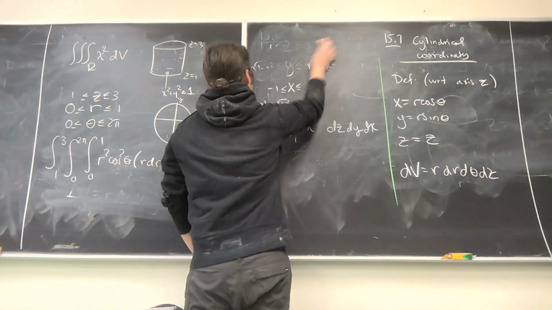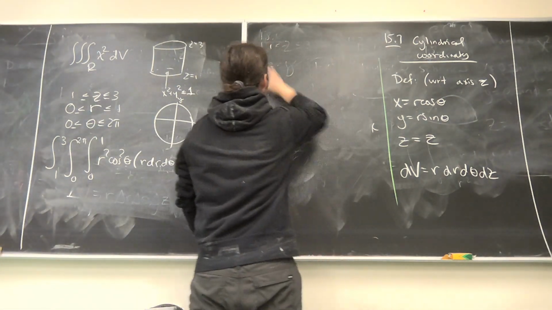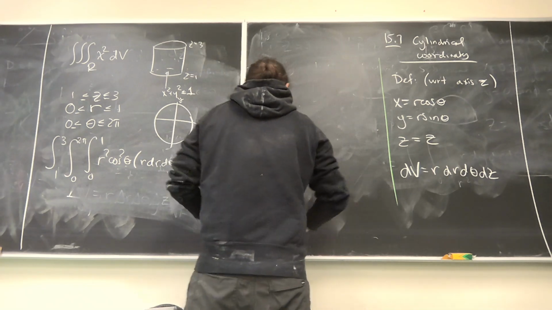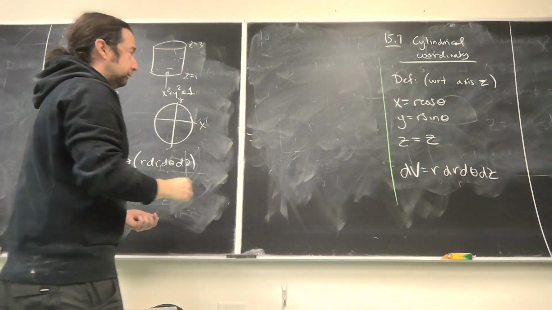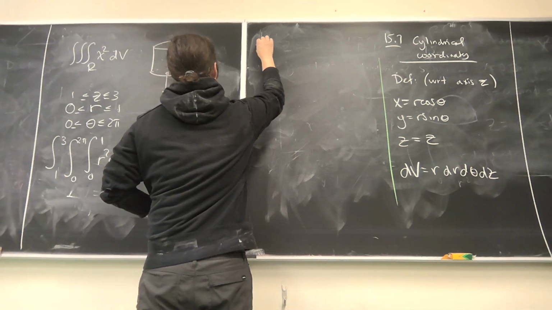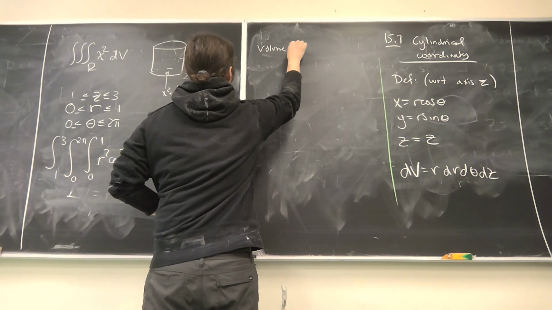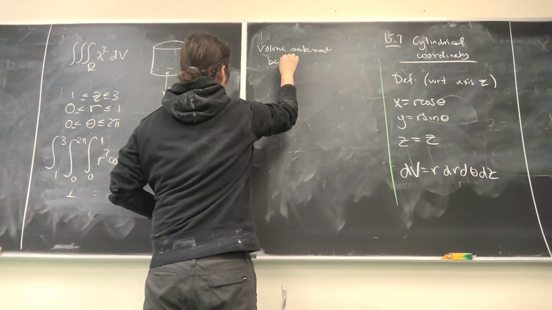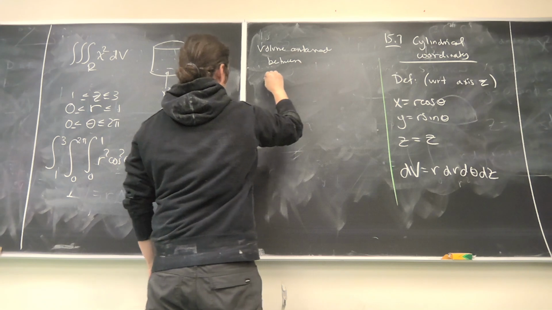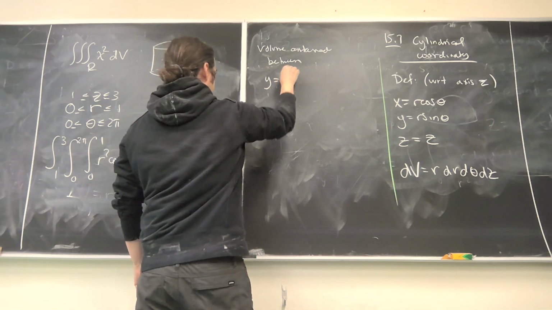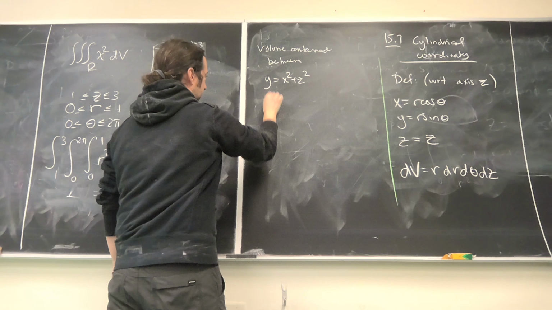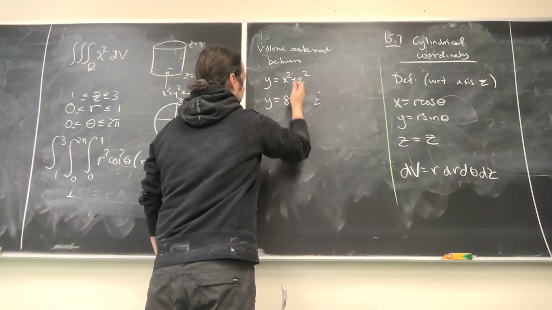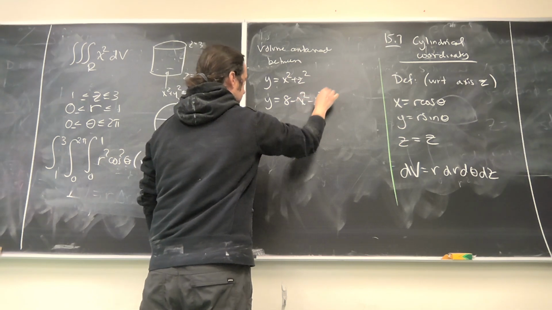Okay, so let's look at a version of a question that I asked, kind of a difficult question, I think, that I asked on the last worksheet day. So I want to know the volume contained between y is equal to x squared plus z squared and y is equal to 8 minus x squared minus z squared.